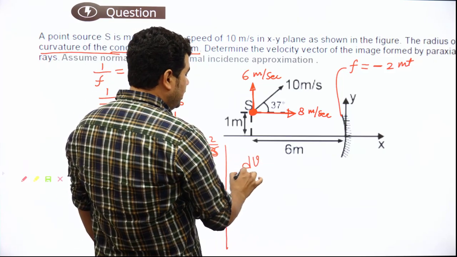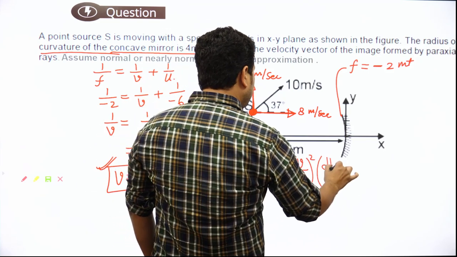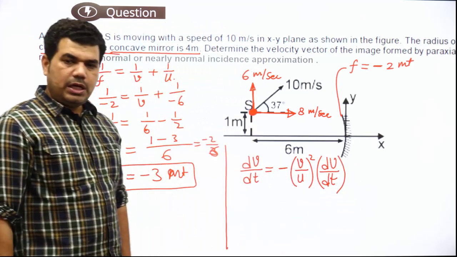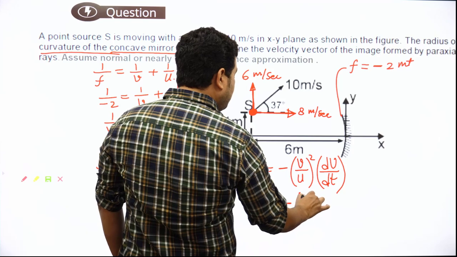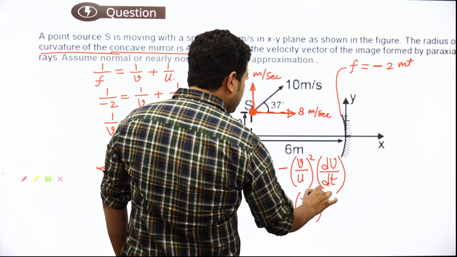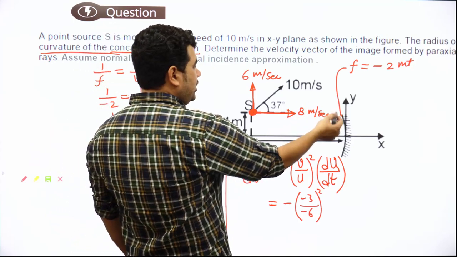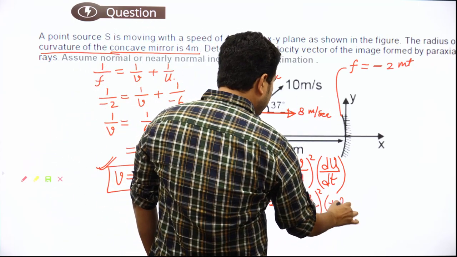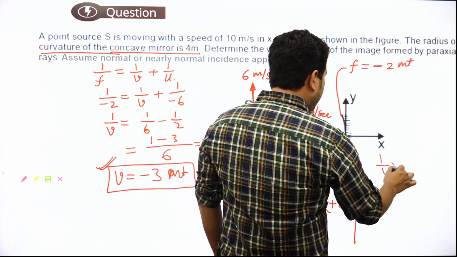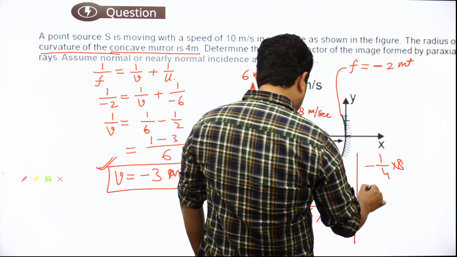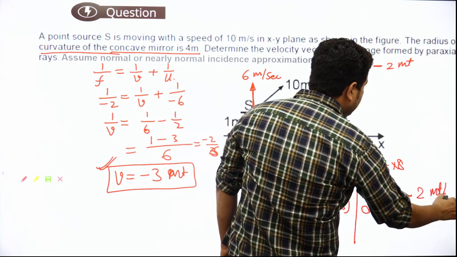Now you have to find the value of dv by dt. The formula for dv by dt is equal to minus (v by u) whole square into du by dt. A very basic formula, right? So minus, and v is minus 3, u is minus 6, squared, times du by dt. du by dt is plus 8 meter per second. Minus will cancel out, so 1 by 4 into 8. So dv by dt is equal to minus 2 meter per second.